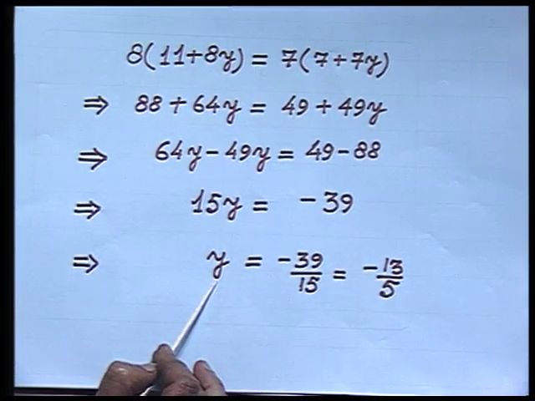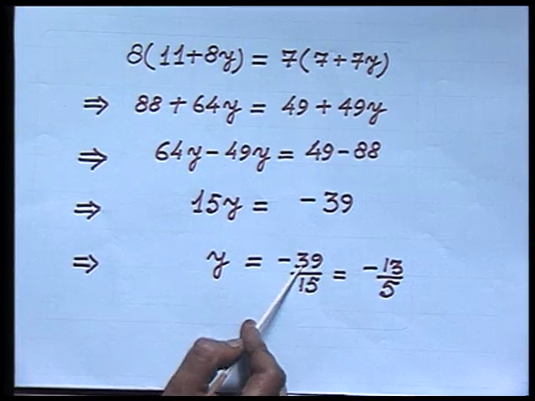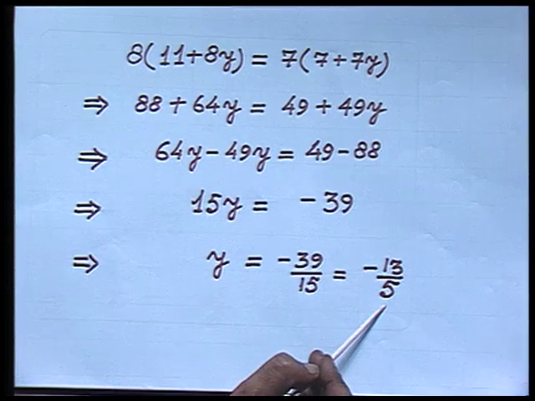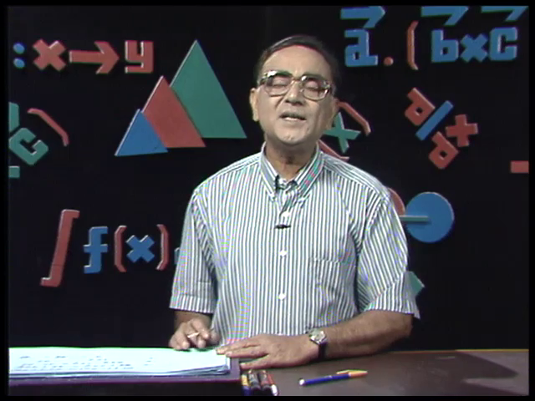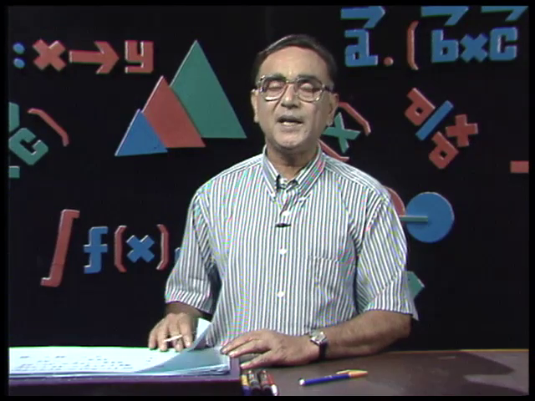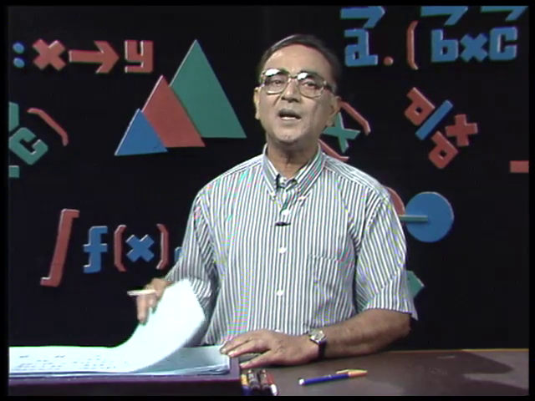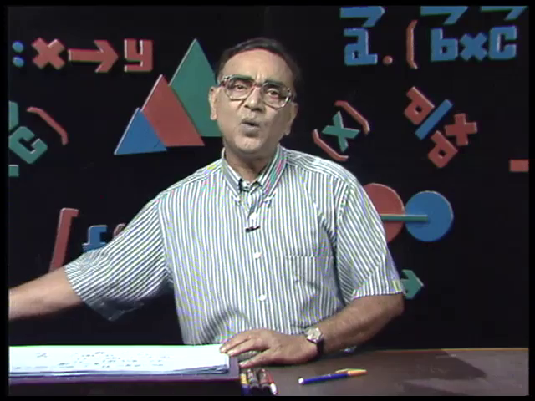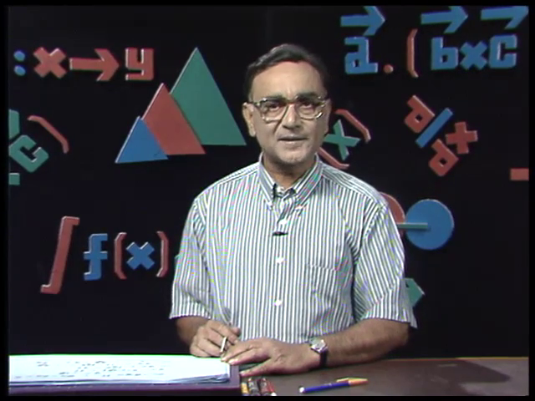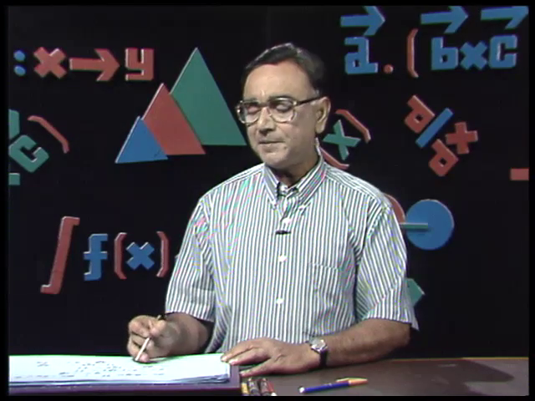And the value of y obviously is minus 39 upon 15, and that on simplification gives me minus 13 upon 5. So you saw that first I converted both the equations into x as a subject, and from there I calculated the value of y. Now the question arises: how to get the value of x? Now let's have a look again.